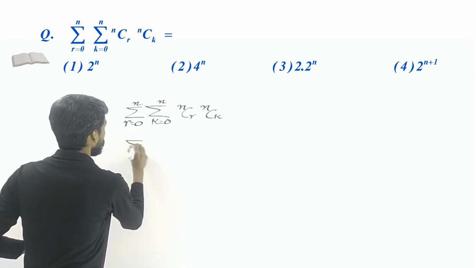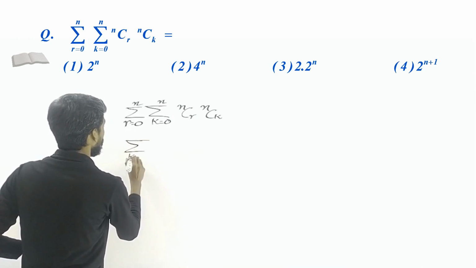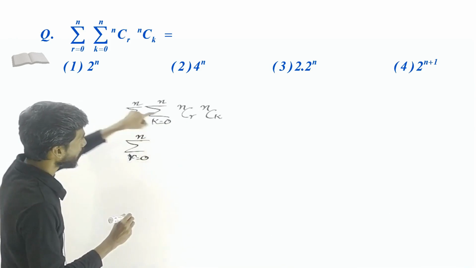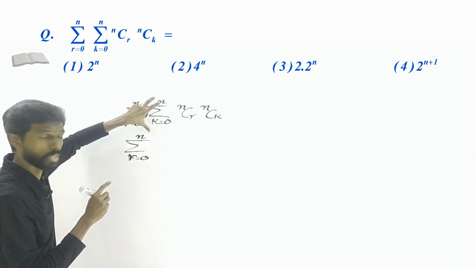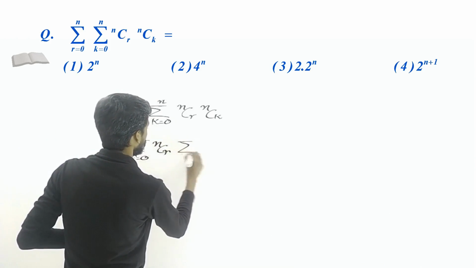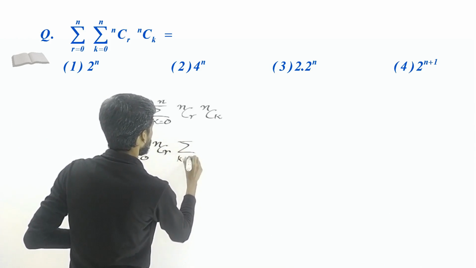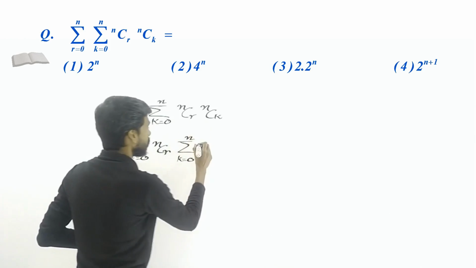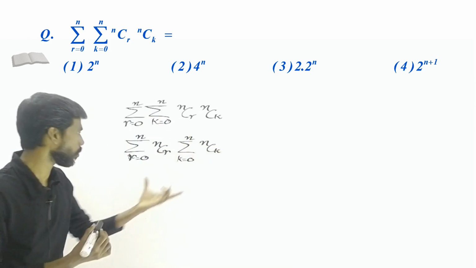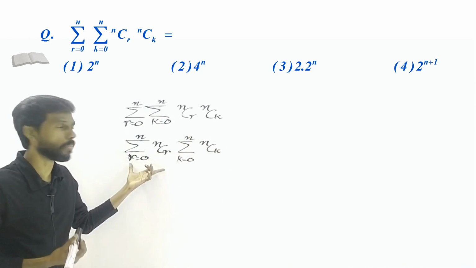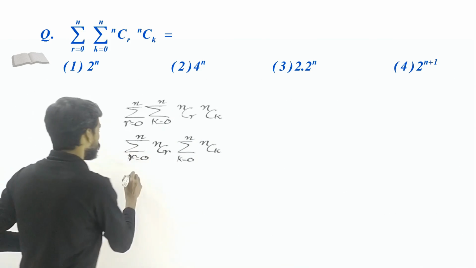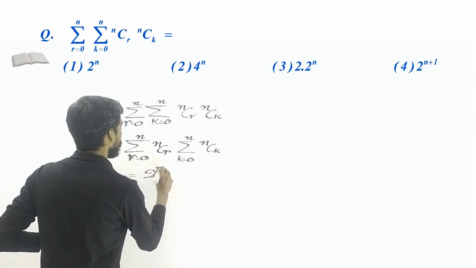So it will become the sum over r from 0 to n. You can take this NCR out because it is constant for this summation, and this as it is, k from 0 to n, NCK. Now it is a simple formula, a single summation only. This is a summation which you know. What is the summation of NCR, r from 0 to n? That is the sum of all binomial coefficients, so the formula is 2 to the power n.